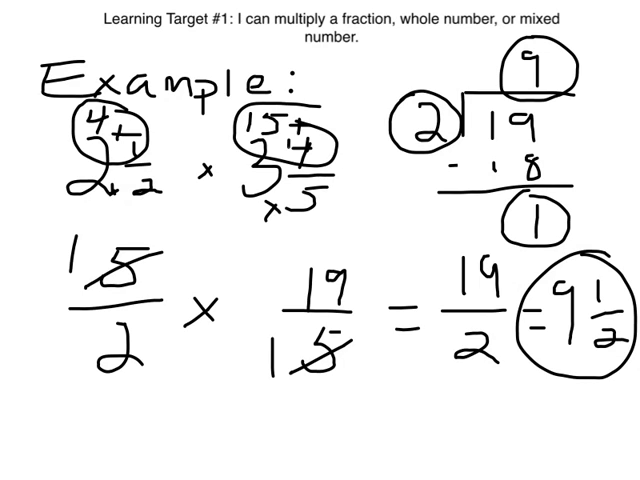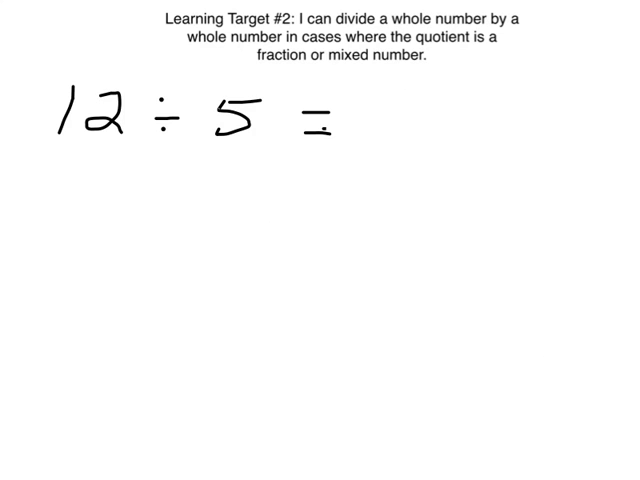The next learning target. This is probably the best one for the kids as far as success goes. I can divide a whole number by a whole number in cases where the quotient, meaning the answer, is a fraction or mixed number. So, for instance, if we had a problem like this, 12 divided by 5, maybe I have 12 cookies and I want to share them with 5 people. How many cookies will each person get? Well, we can say each person can get 12 fifths.